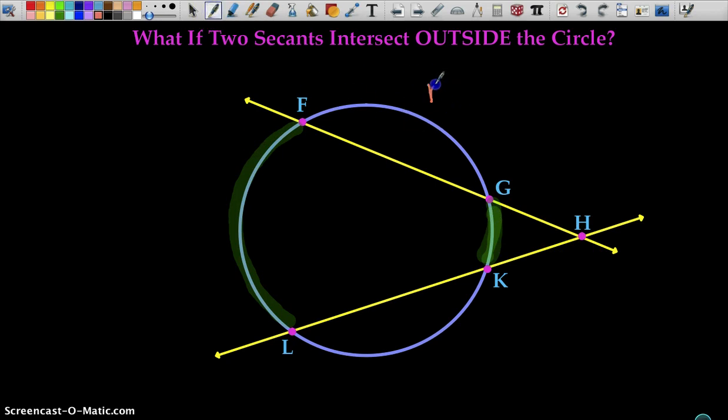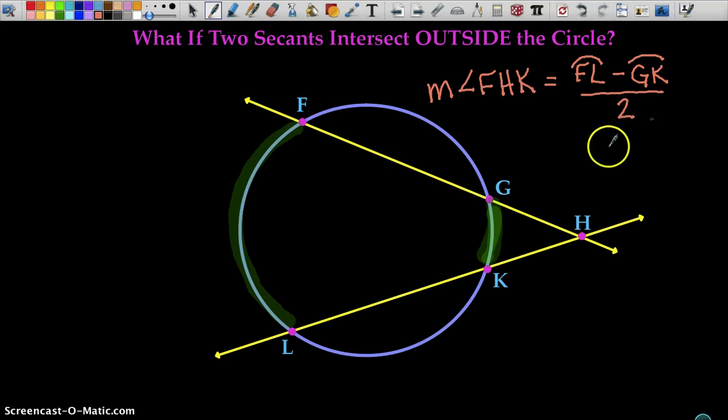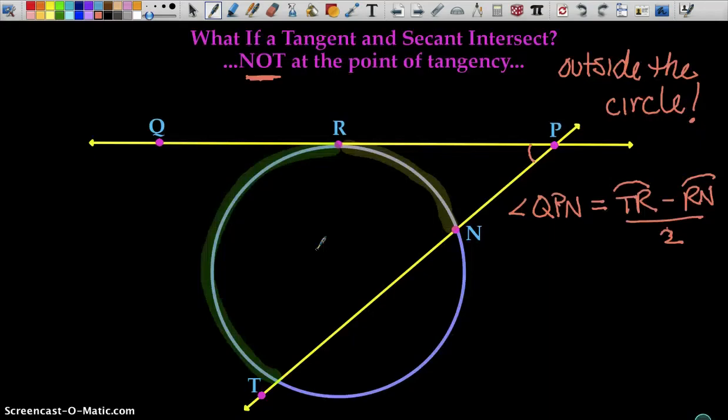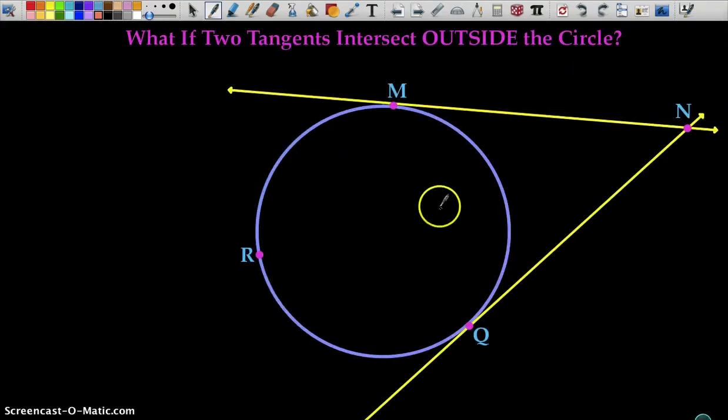So if we wanted the measure of angle FHK, that would equal our larger arc, which is FL, minus our smaller arc, which is GK, and then dividing that by 2. And then we would get our angle out here. So remember, it's always the two arcs that are in between the two lines. And again, if we look back at this one, they were the two arcs here and here, not this arc on the outside.